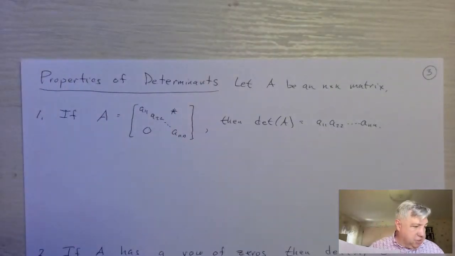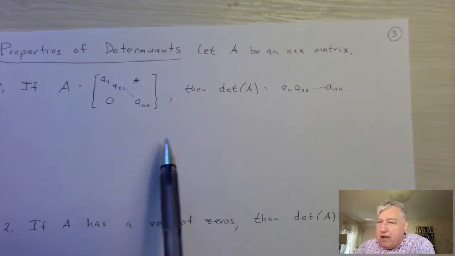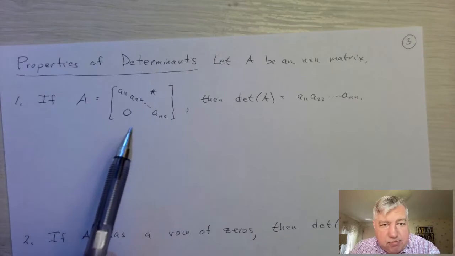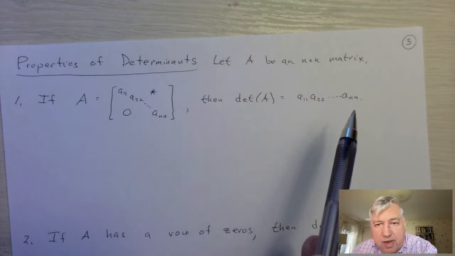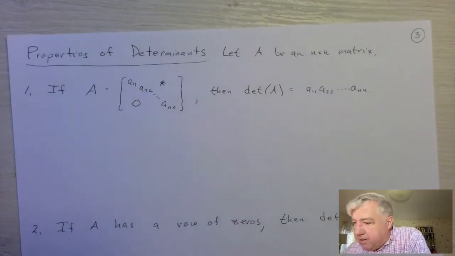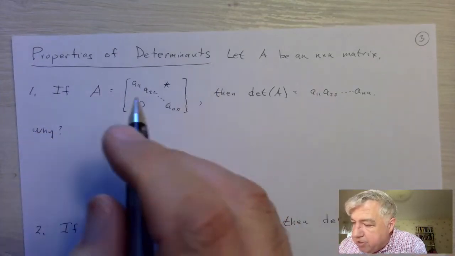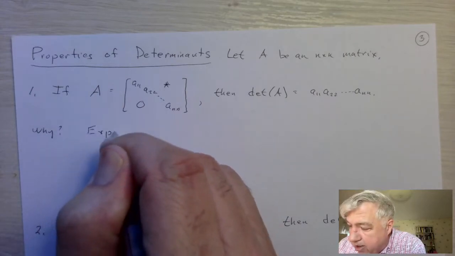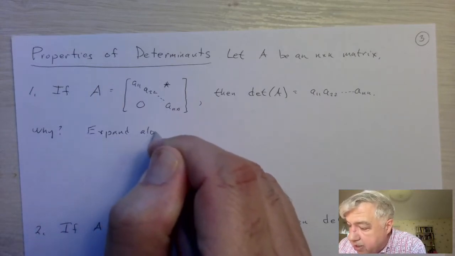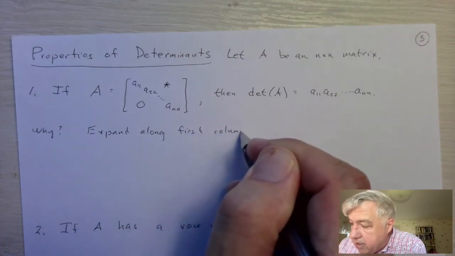And thanks to this Laplace expansion theorem, which is really going to help us along the way. All right. So, first property says that if we have an upper triangular matrix, that's a matrix where all the entries below the diagonal are 0, then we can find the determinant just by multiplying all the diagonal elements. And the idea here, so we want to know why. Well, we can expand along the first column at every step.